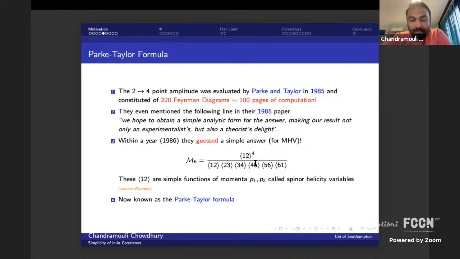And so like I said, they basically guessed an answer and checked it numerically. But this was not the first time it had happened, although this example is often cited as one of the striking examples.